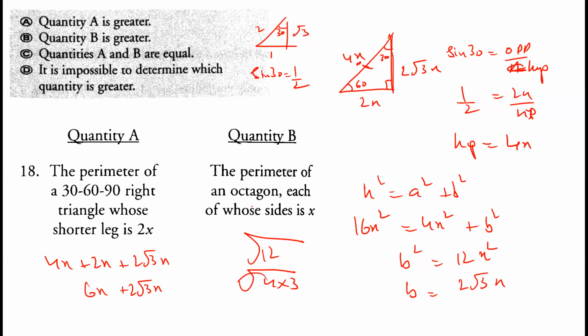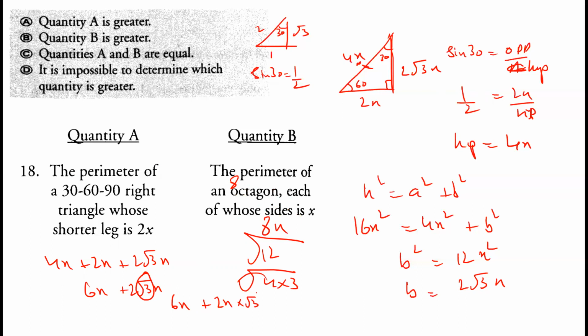Now the perimeter of an octagon, each of whose side is x. So octagon has 8 sides. So the perimeter would be 8x. Now we know that under root 3 is a number that is more than 1. So 6x plus 2x into under root 3.